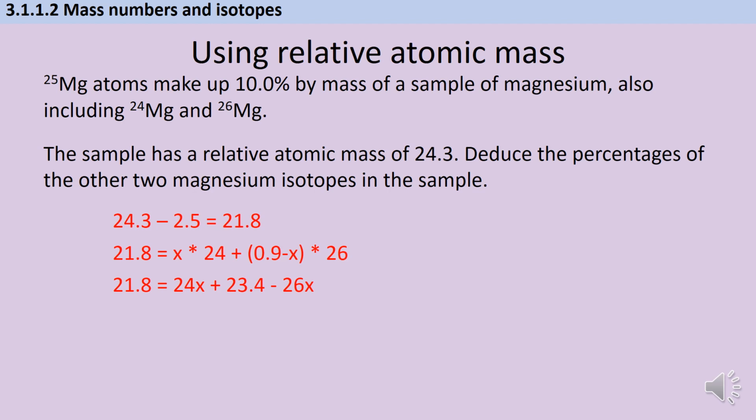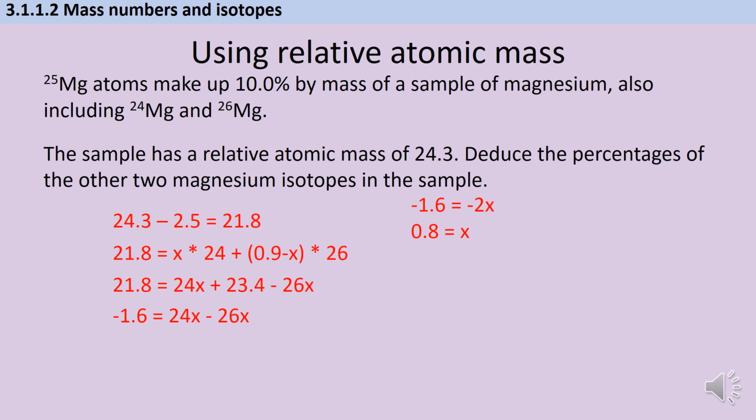So if I do a little bit of bracket expanding, I can now say that my 21.8 is made up of 24x and then 23.4, so 0.9 times 26, take away 26x. So if I take away 23.4 from both sides of the equation, I end up with minus 1.6 is 24x take 26x. And if I go one step further, minus 1.6 is minus 2x. So if I divide everything by minus 2, I find out that 0.8 is x.